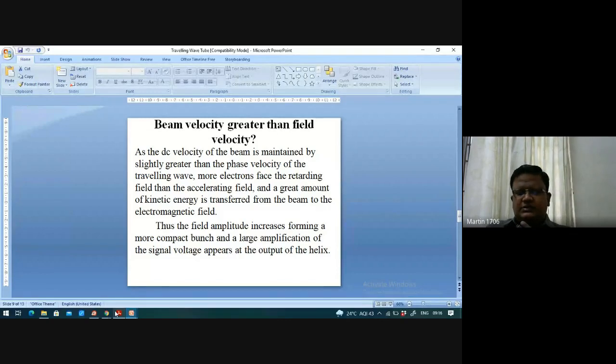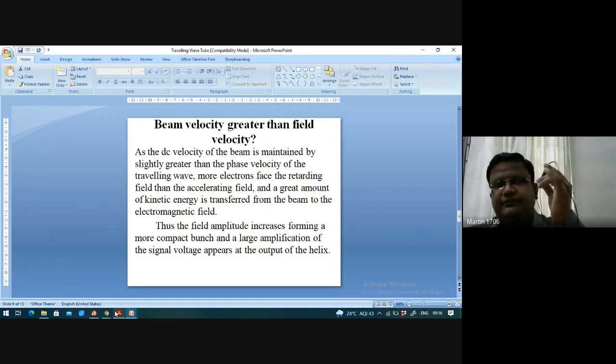The field velocity is also called the current field or electric field. You can see the statement: the DC voltage velocity of the beam is maintained slightly greater than the phase velocity of the traveling wave. More electrons face the retarding field than the accelerating field, and a greater amount of kinetic energy is transferred from the beam to the electromagnetic field.